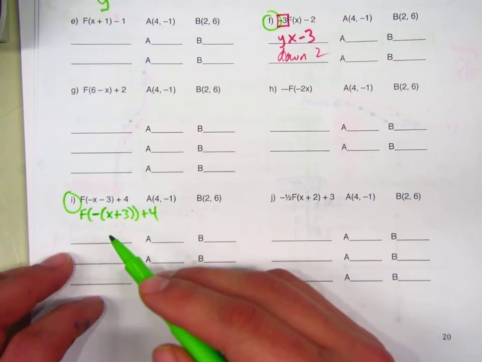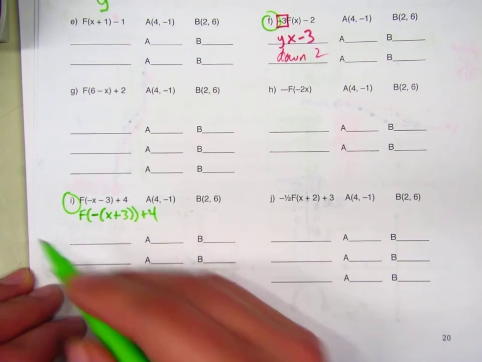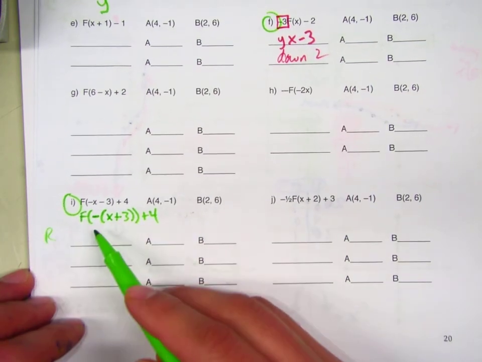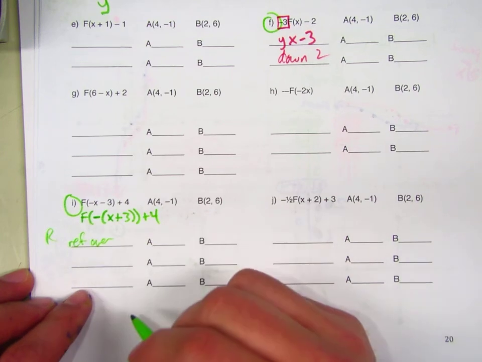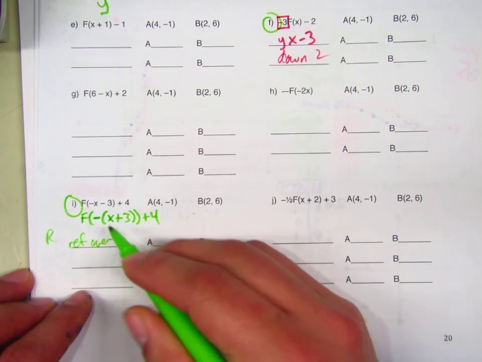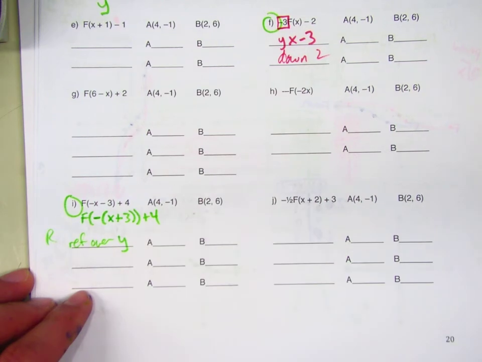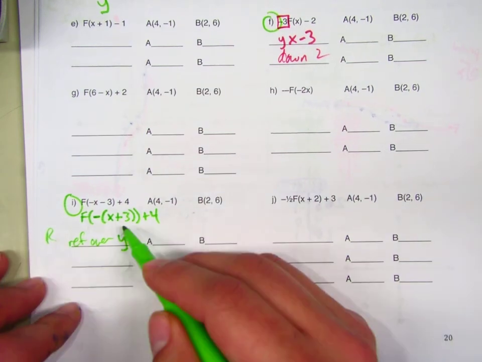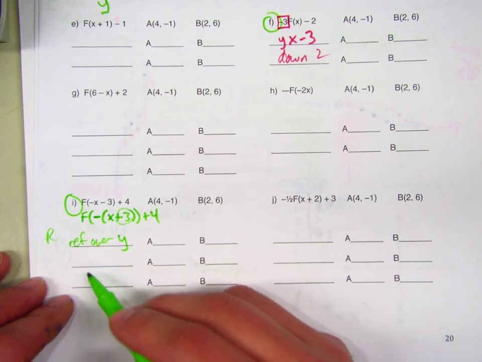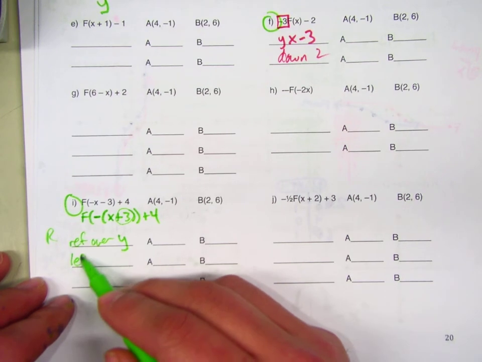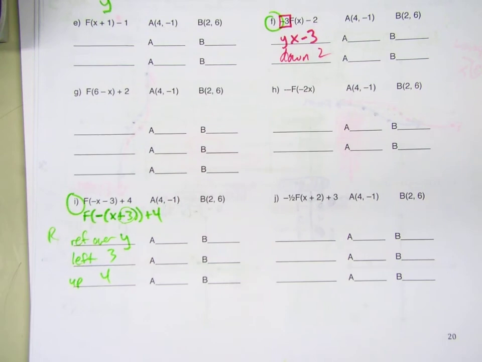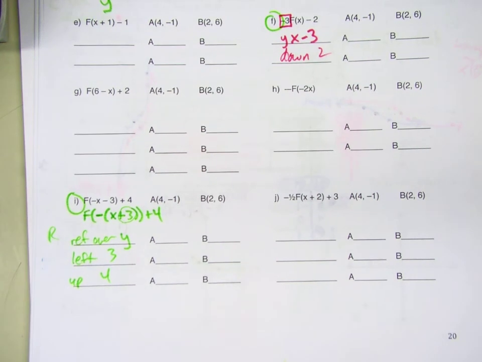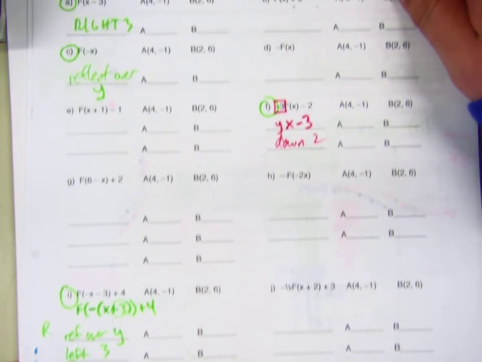Okay. And so now, let's run through the rules. First, we do reflections, which we have reflection over what axis? Over y. Yeah, on the inside, it's over y. Now, we have, what does this do? Left 3, and then this one goes up 4. Okay, that's the hard part, is getting all these rules correct, like where things are going to move. Now it's just a matter of, let's go back to the beginning.